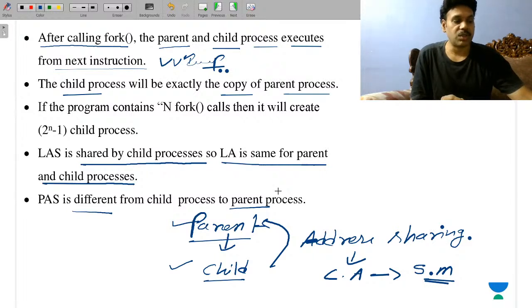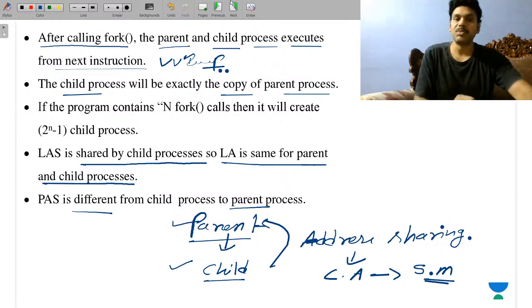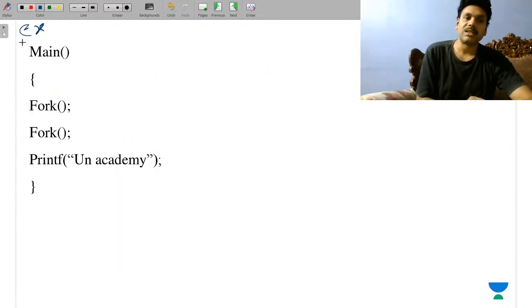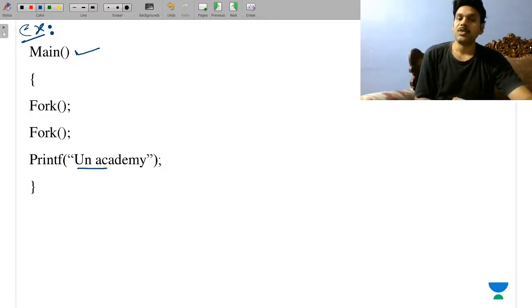So how is this to be created? I will show you one example. Observe carefully. Now, if I'm calling an example like this, this example is telling you that there is a main statement and there are two forks, and we are trying to print "an academy". Now here, what is going to happen?